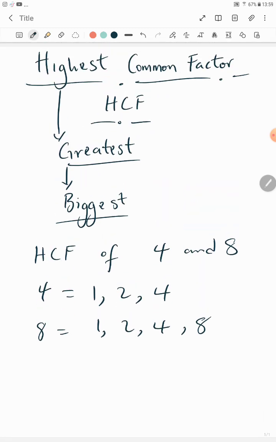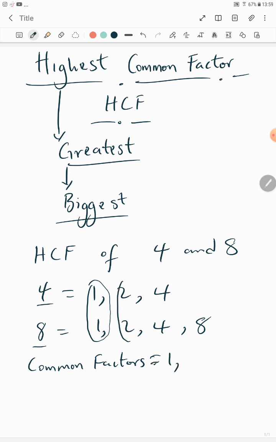So let's first write out the common factors. That is, what are the factors common to this 4 and this 8? If you check, you will see that 1 is common to both of them, so we write 1. 2 is common to both of them, so we write 2. And the last one is that 4 is common to them, so we write 4. So these are the common factors.